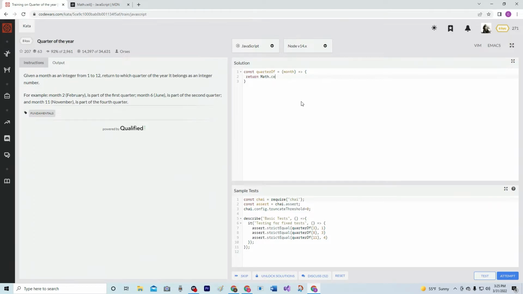math.ceil, and we're going to say month divided by 3. Now, why is that? Think about it like this. 1 divided by 3 is going to be 0.33333, right? Round it up, it's going to be 1, right? 4 divided by 3 is going to be 1.33333. Round it up to 2, and so on.